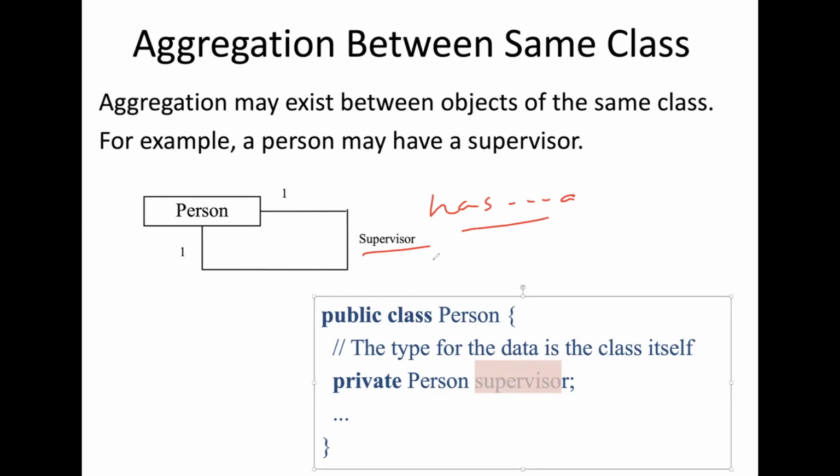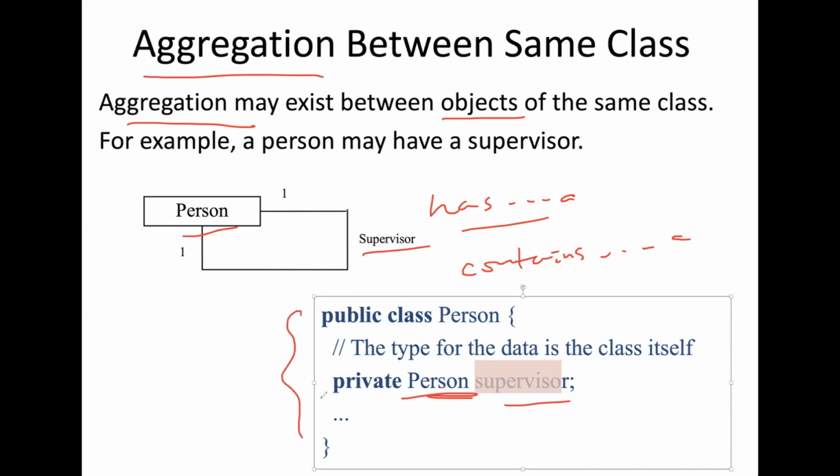Sometimes you have to decide if this person definitely has a supervisor. If a supervisor is required of all employees in a company, then you would end up with contains-a versus has-a. Regardless, what we have here is an aggregation relationship. It's almost like a nested aggregation, having the containing object contain another instance or specialized instance of itself. This is absolutely allowed.